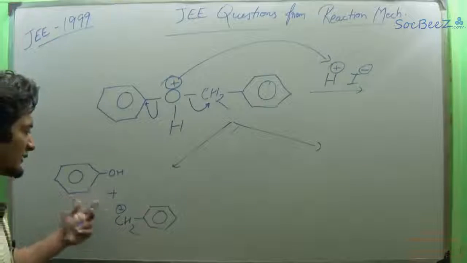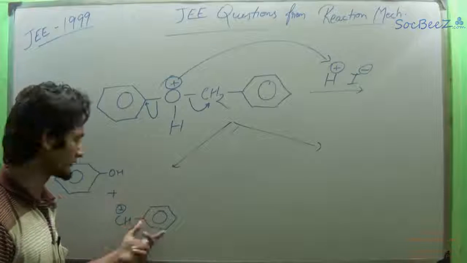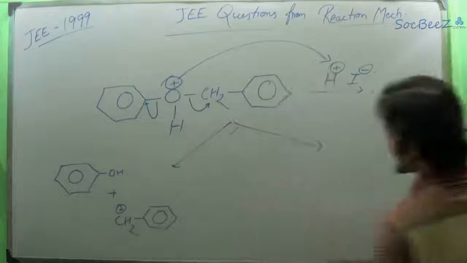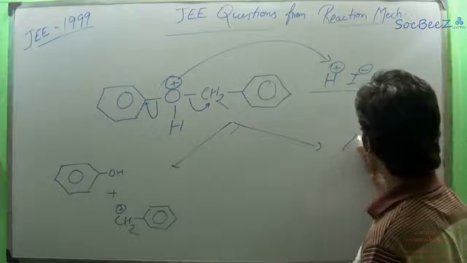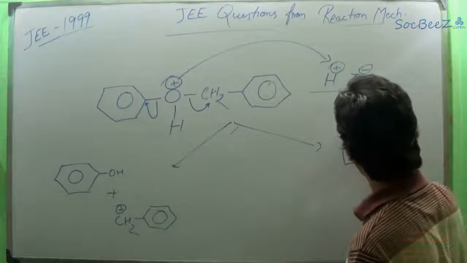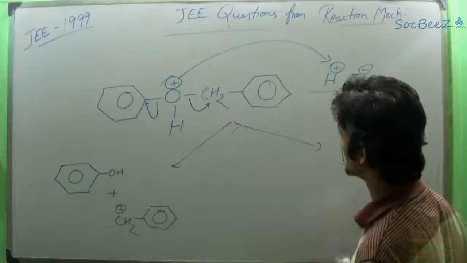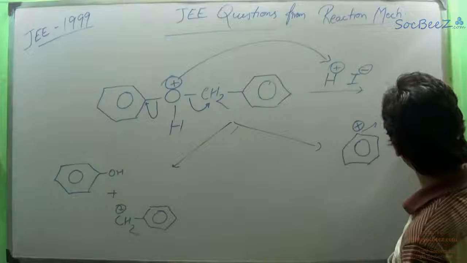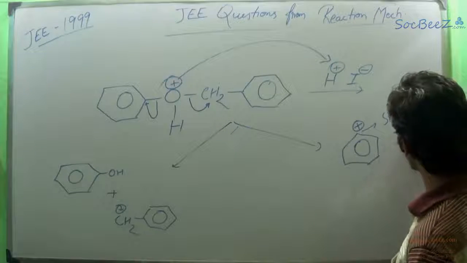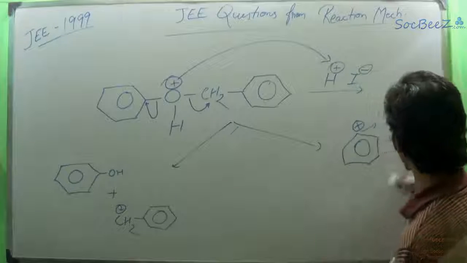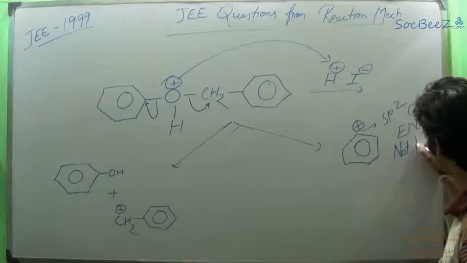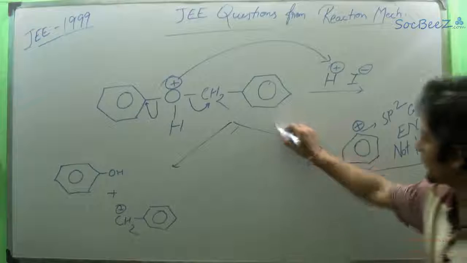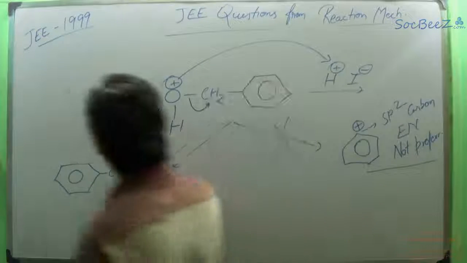Now, this is a very stable carbocation because it is in conjugation with the electrons of benzene ring, and this is a phenol. In this case, if this bond is being broken, then we get a positive charge on a benzene ring carbon. See, it's a sp2 carbon. Hence, it is very electronegative, and positive charge on electronegative atom is not preferred. Okay, so this pathway will not be preferred. Hence, this is our final answer.